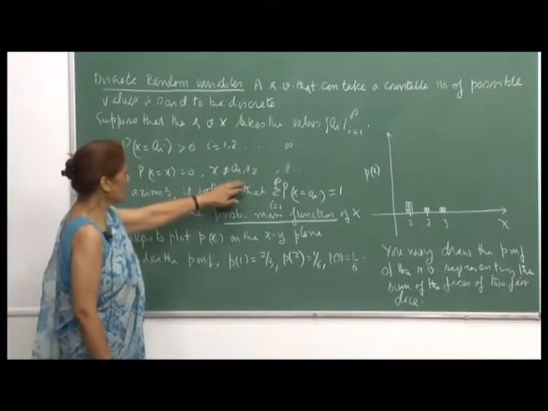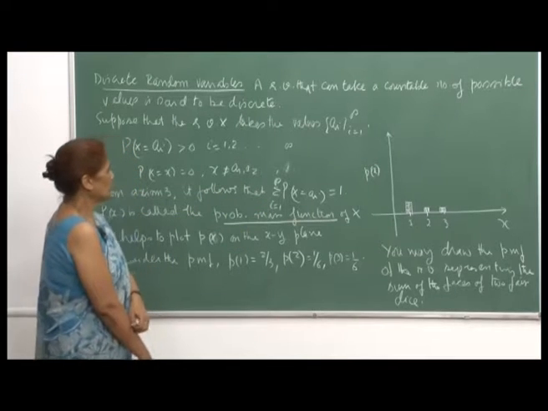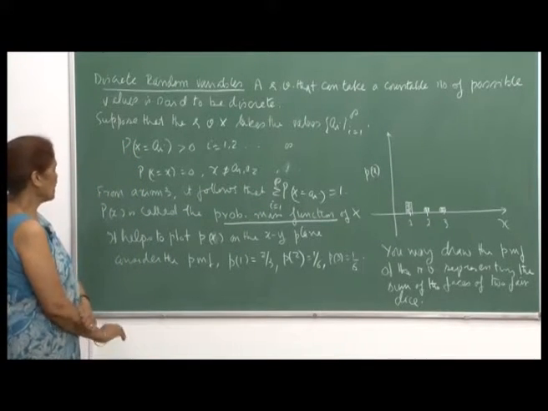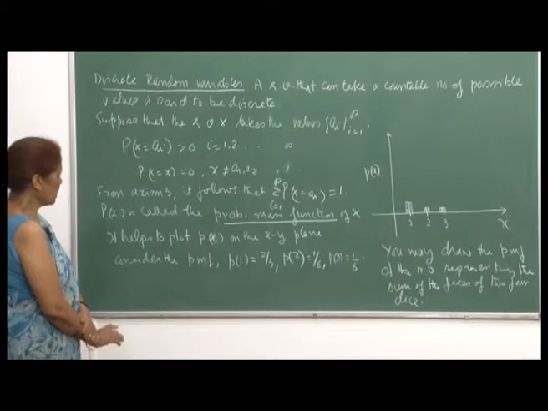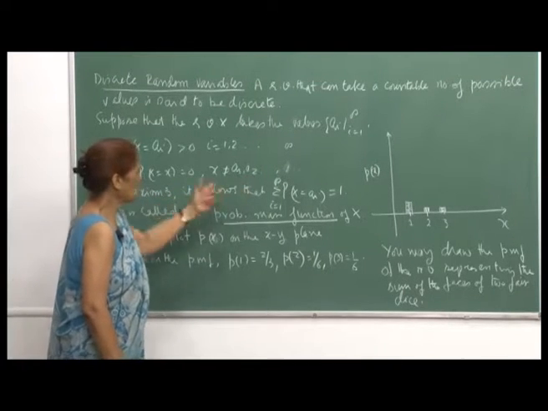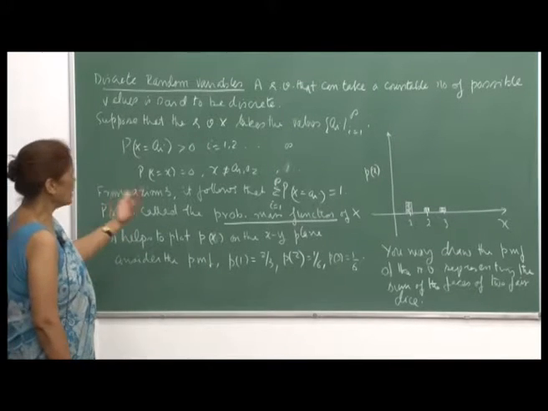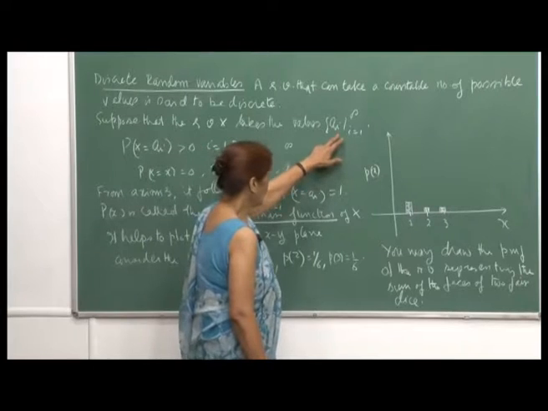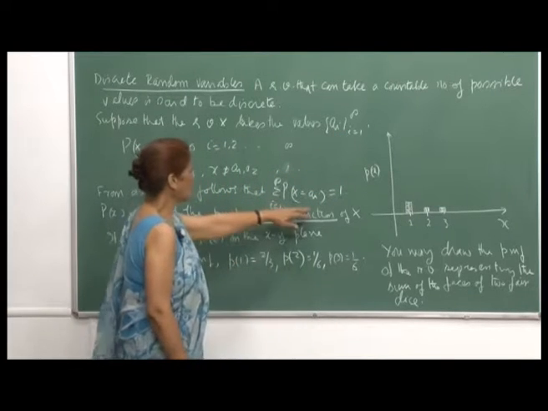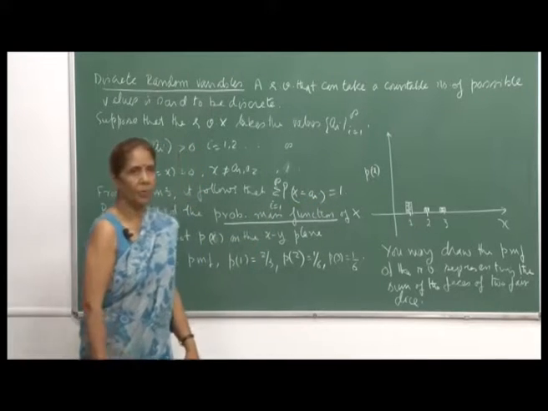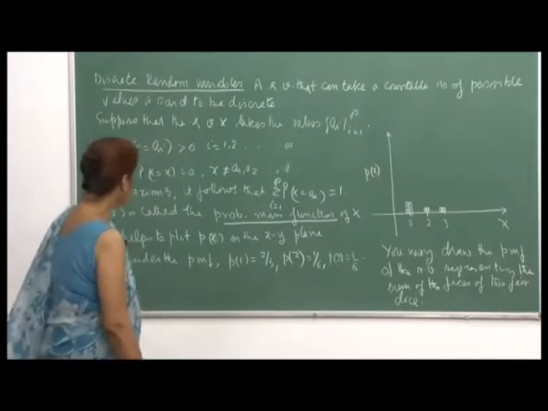That means, when x is not equal to a_1, a_2 and so on, whatever the number of a_i's, then the probability at points which are not equal to any of these values is 0. Now, from axiom 3, since x must take one of the values a_i, when you add up the probabilities from 1 to infinity, all these probabilities must add up to 1 by your axiom 3.